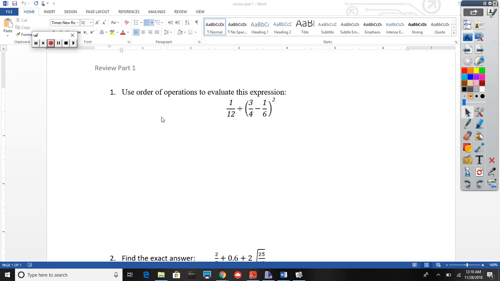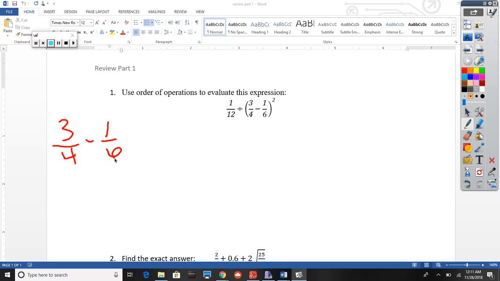Alright, so let's start with number 1, and it says use order of operations to evaluate this expression. Okay, it's gonna take a couple steps, so hopefully they all fit on here, especially because I'm using my laptop and I just can't even write with my finger on here, but we'll try. The first thing you gotta do is take this part inside of the parentheses and work with that. Okay, so 3 fourths minus 1 over 6.